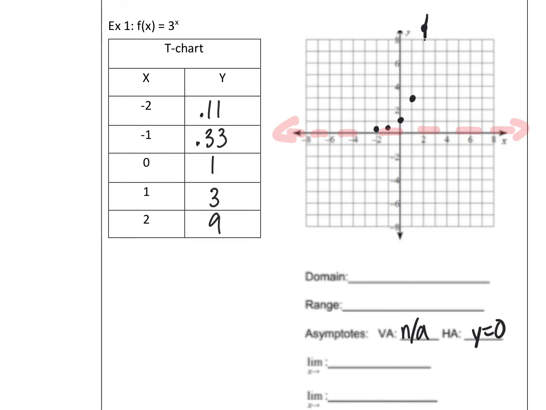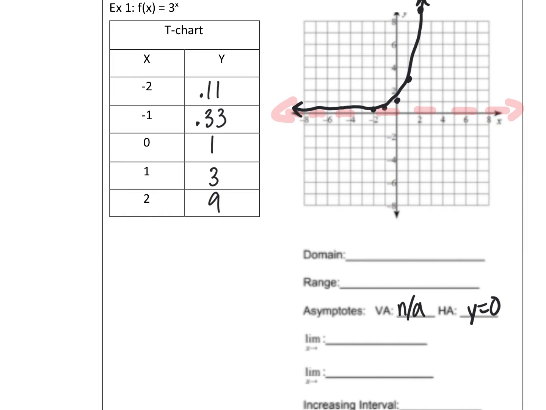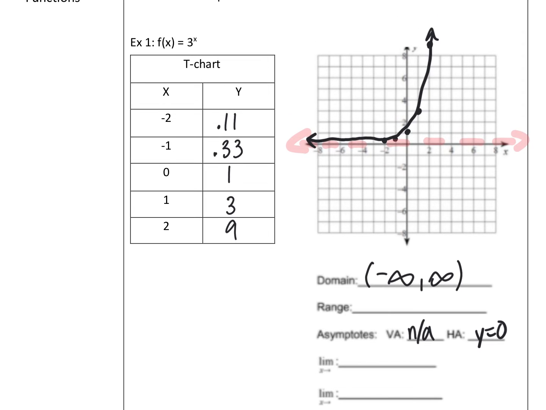Hold up. Right? And this line's going to keep on going forever, and it's going to keep on getting as close as it can to 0, but it's never actually going to equal 0 because it can't cross it. Does that make sense? The domain is always going to be negative infinity to positive infinity, and if I look at that, I got 2 arrows going left forever, right forever, so that makes total sense.